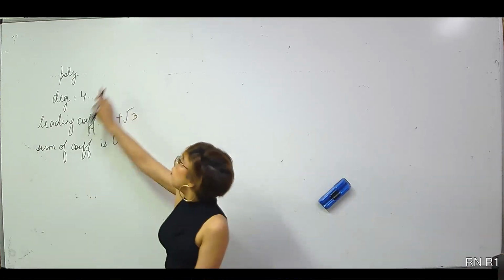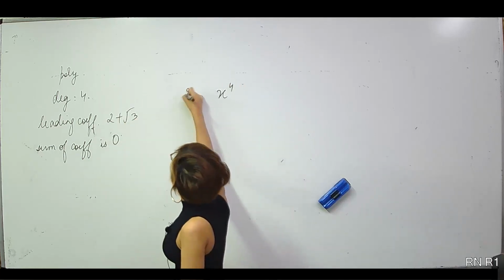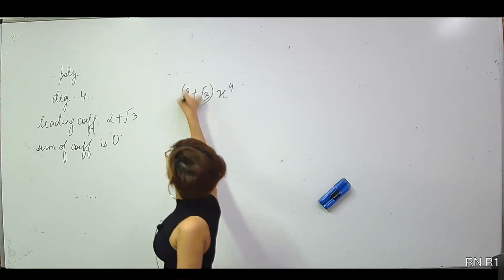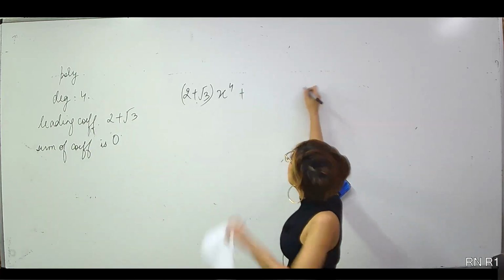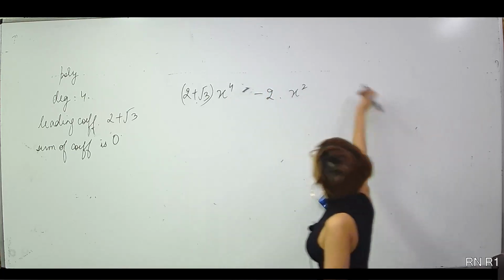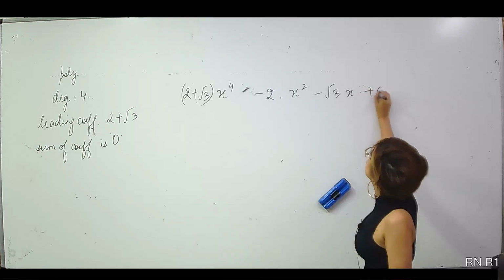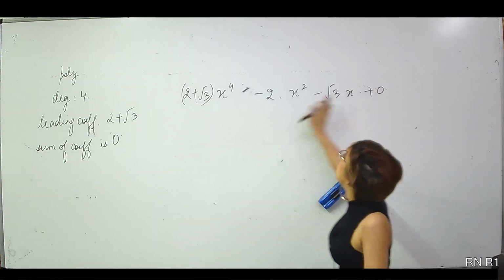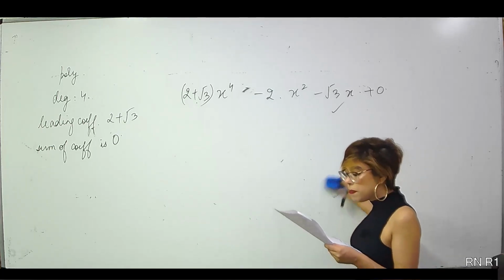Now he says polynomial of degree 4, x raised to 4 term is here. Leading coefficient is 3. Right? Now, sum of coefficients is 0. Right? So maybe my x squared term has minus 2 in it. Then my x term has minus 3 in it. And my constant term is 0. Right? Sum of the coefficients is 0. One answer. Obviously, there can be multiple ones. Next one.